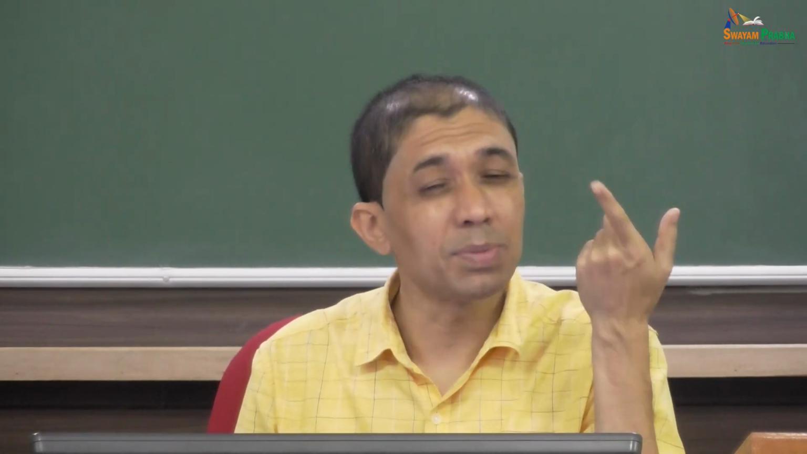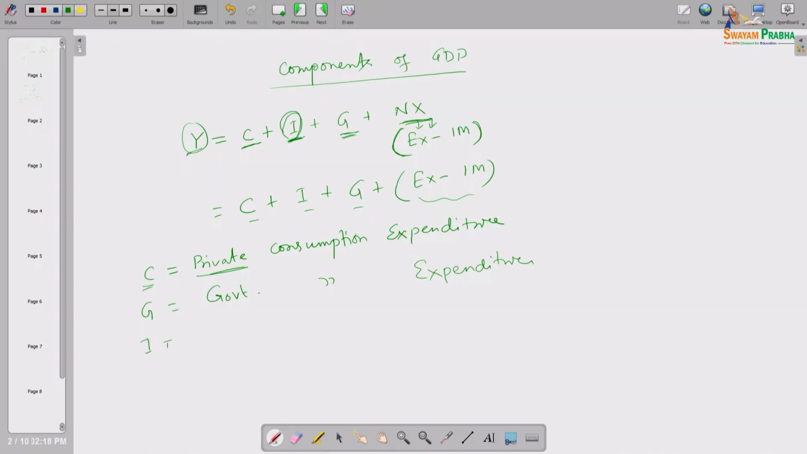So consumption expenditure, more specifically private consumption expenditure, is one component of GDP, and investment expenditure is another component of GDP. I have already discussed investment expenditure; it includes both private and public. Public means the government, which is sometimes referred to as public.